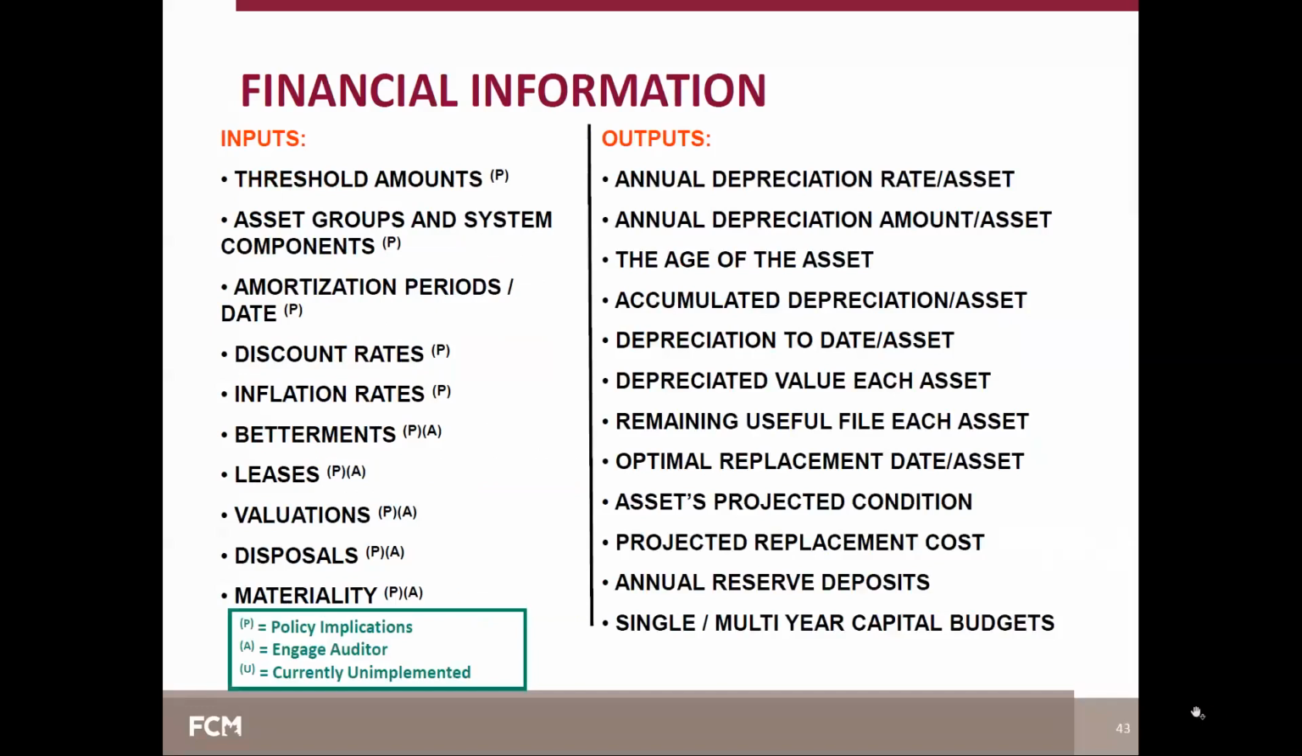Data and information elements identified with the superscripted P flag potential policy considerations for you. If there's a P that appears there, think about the requirement for policy. And those superscripted with an A flag the potential advantage of soliciting your auditor's advice. Those with a U are ones that we have planned for Haines Junction but are not currently implemented.